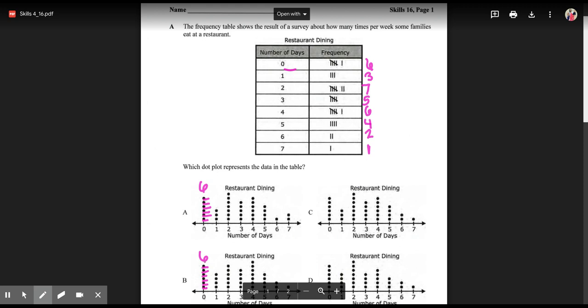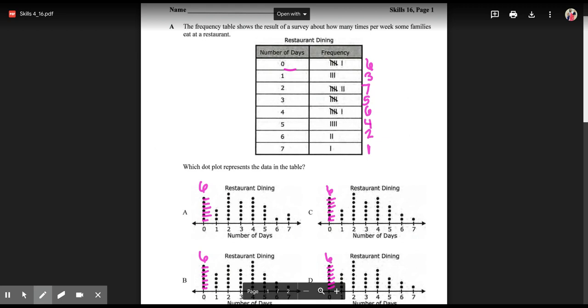I'm going to look at C. 1, 2, 3, 4, 5, 6. And I'm going to look at D. 1, 2, 3, 4, 5, 6. Okay, so each one of those has 6. So those all worked out. So let's look at our ones.